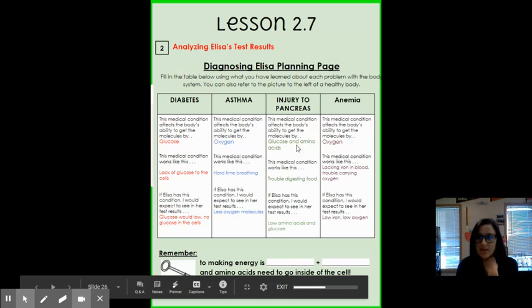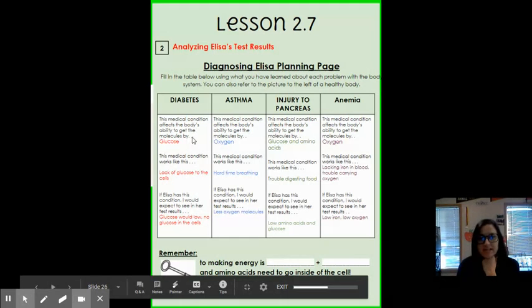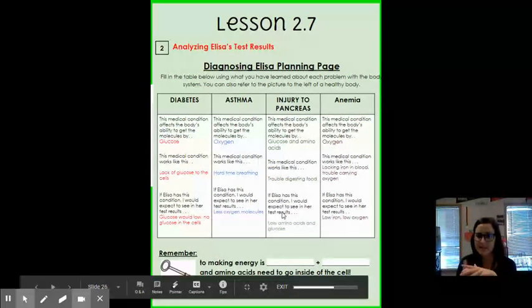So this is what we came up with when we worked as a group. And so all these different colors of writing is what we ended up putting in there. And it's just getting the basics of each one. Which molecule is affected? What does the condition do? And then what you expect to see in test results. And that's the key word, test results. Because the next slide, we actually get to see Elisa's test results.